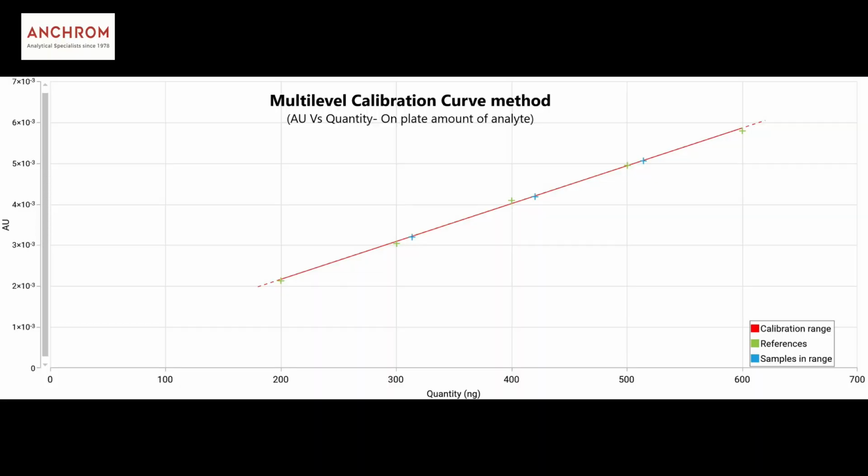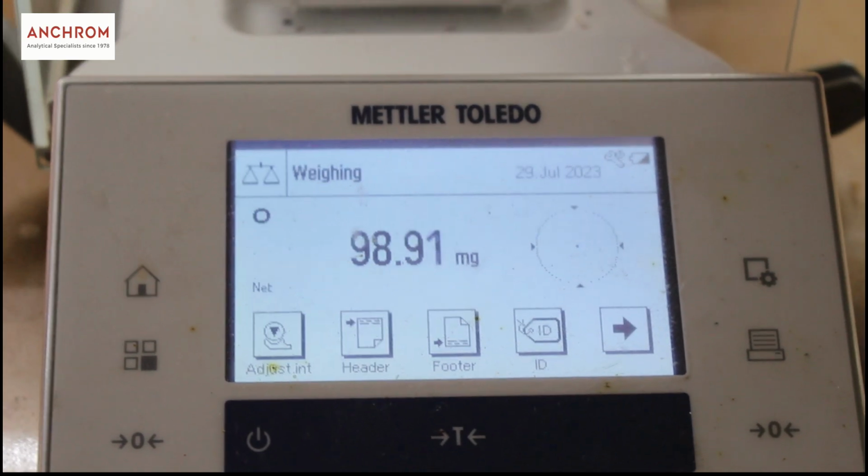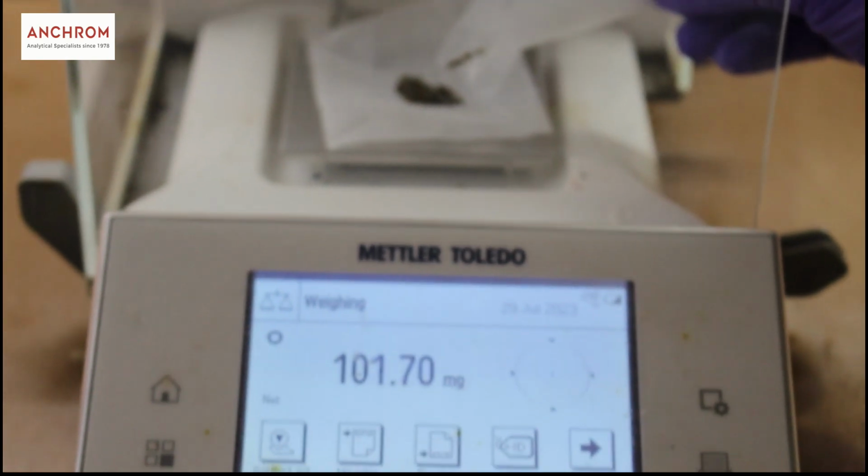The multi-level calibration curve method involves creating a standard solution of the analyte at a specific concentration and applying different volumes of that solution to the plate. In the case of the 1 mg per milliliter caffeine solution, applying 1 microliter, 2 microliters, 3 microliters, 4 microliters, and 5 microliters volumes to the plate corresponds to 1 microgram, 2 micrograms, 3 micrograms, 4 micrograms, and 5 micrograms of caffeine, respectively. We apply the same concept to the green tea sample.